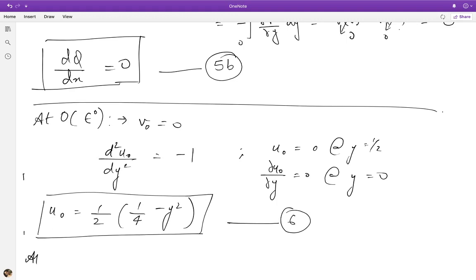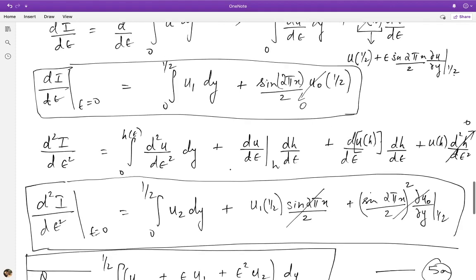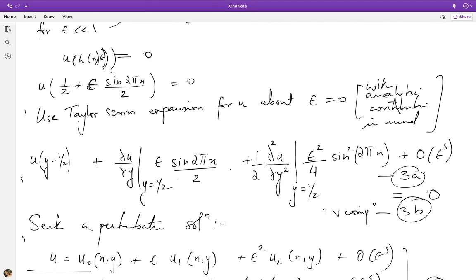Okay, next let's go to order of epsilon. So now we cannot say v is equal to 0, because in the full problem the boundaries do not conform with the coordinate system. In the perturbed problem, the boundaries are in conformation with the Cartesian coordinate system, y equal to 0 and y equal to half. But now the boundary condition on v is not v equal to 0, but rather this perturbed form where v is basically a Taylor series expansion. So v is no longer 0 at y equal to half.